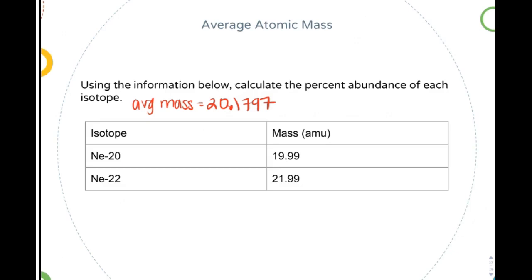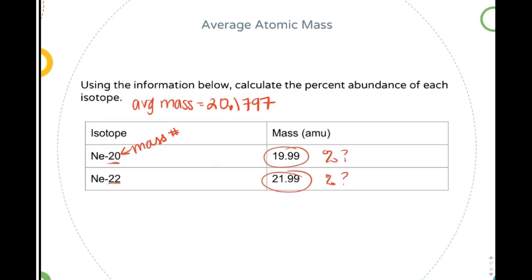Now, you're not going to use these numbers. This is the name of the isotope. So the mass number always comes after the name when you're writing this notation. But we're going to be using these numbers here. So they want to know what percentage goes here. There are only 2 isotopes.